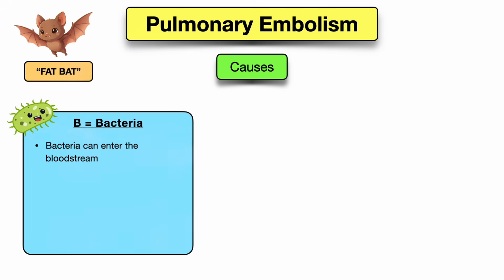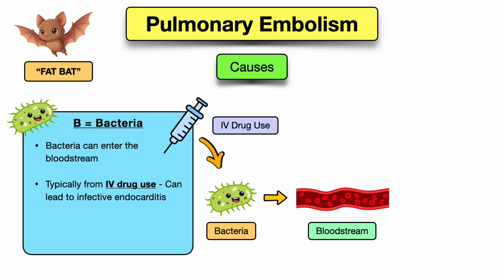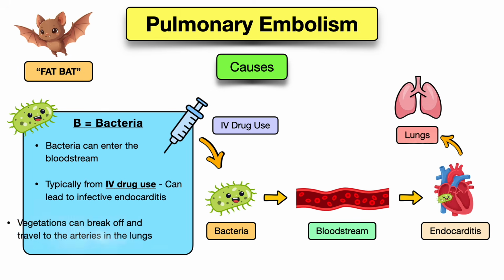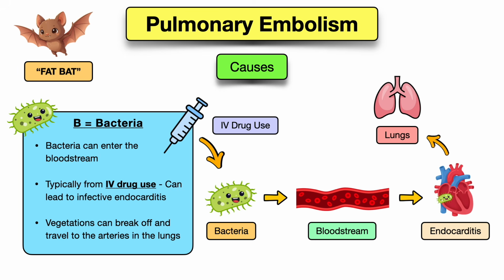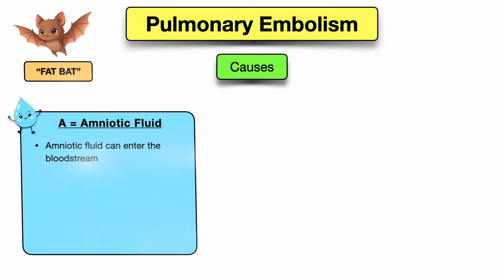Next, we have the B, which stands for bacteria. Bacteria can also enter the bloodstream. This is typically from IV drug use, where bacteria can get inside the venous bloodstream and travel to the heart. This can lead to the formation of bacterial vegetations on the tricuspid valve, known as infective endocarditis. The vegetations can then break off and travel to the arteries in the lungs, and this can cause pulmonary septic emboli.